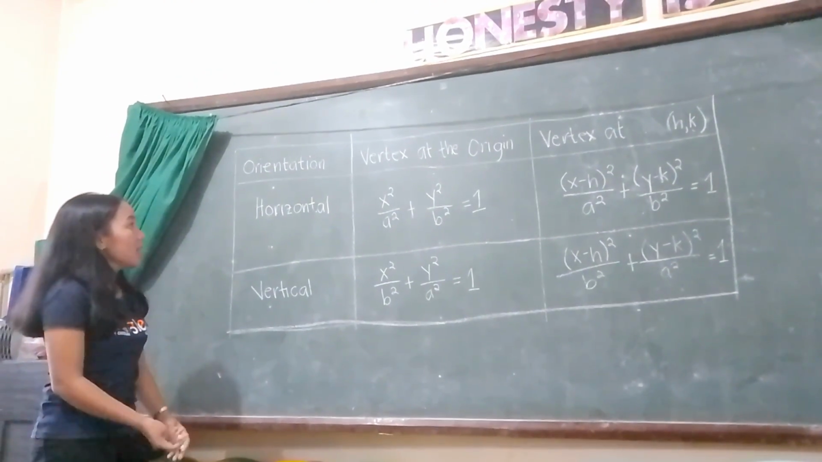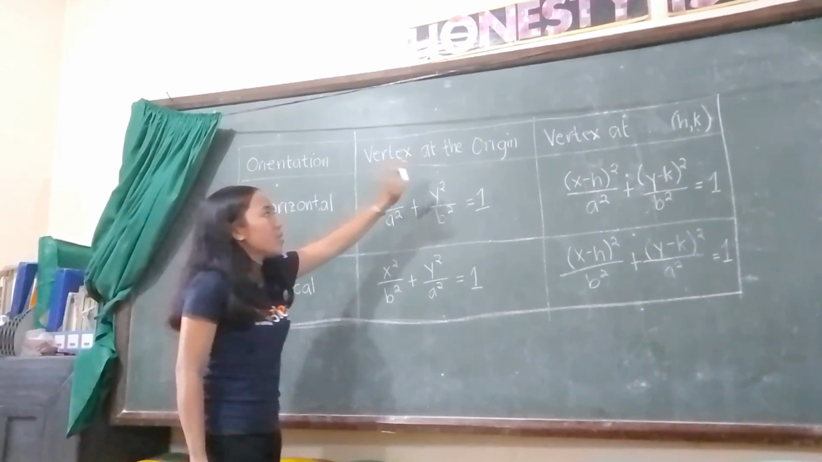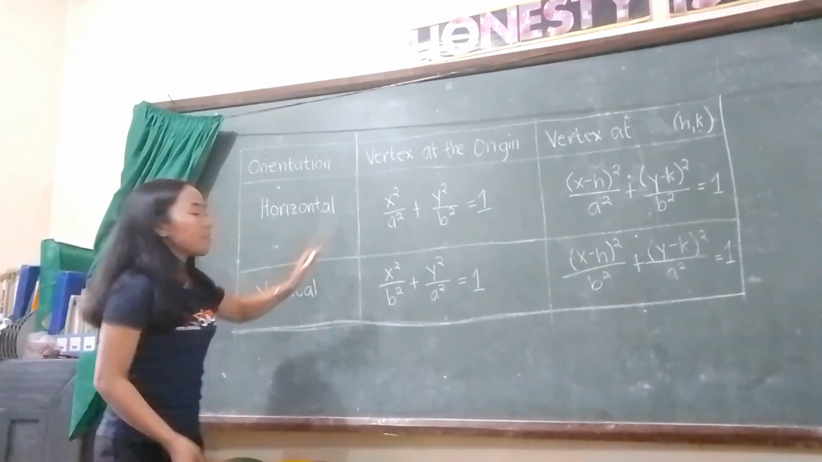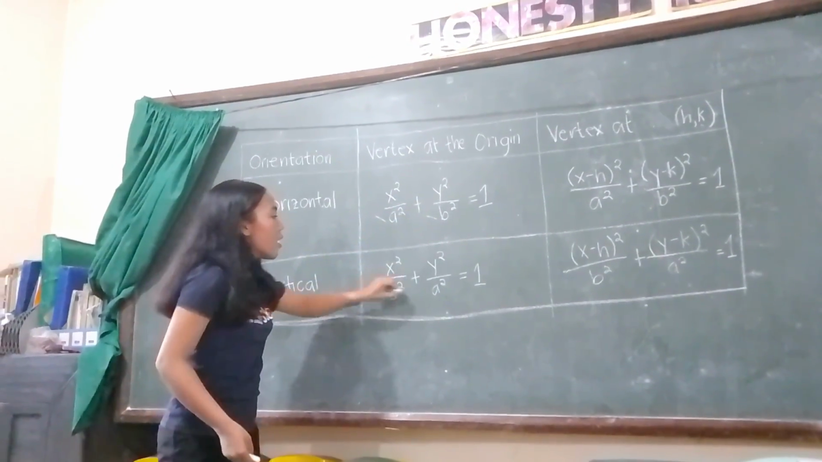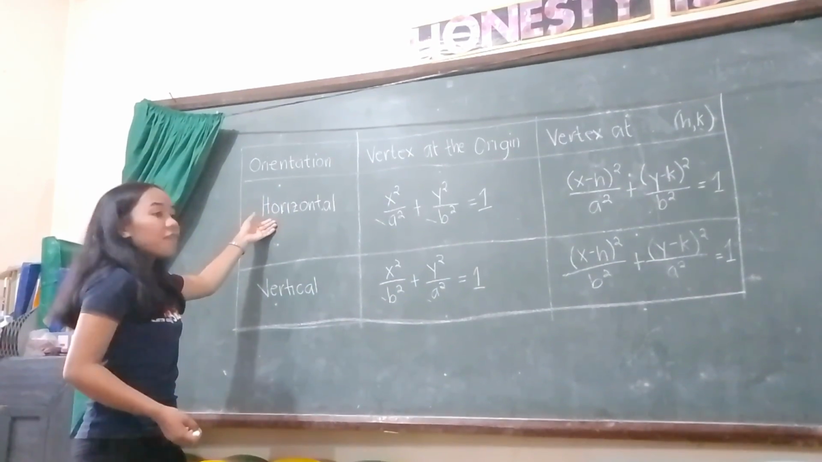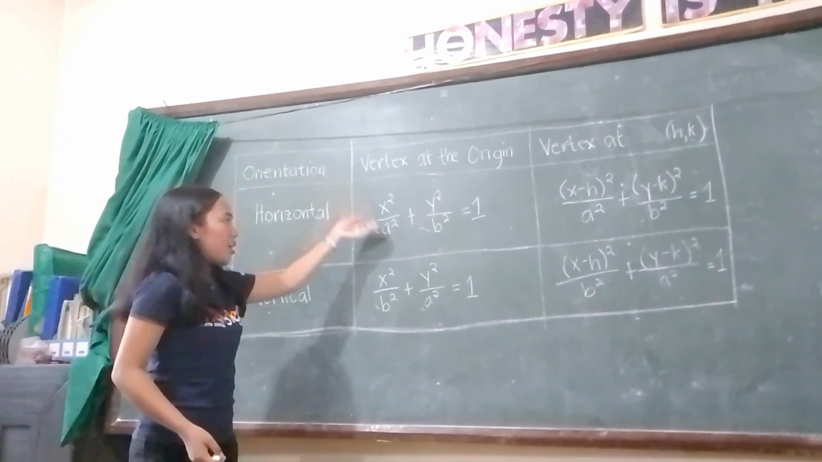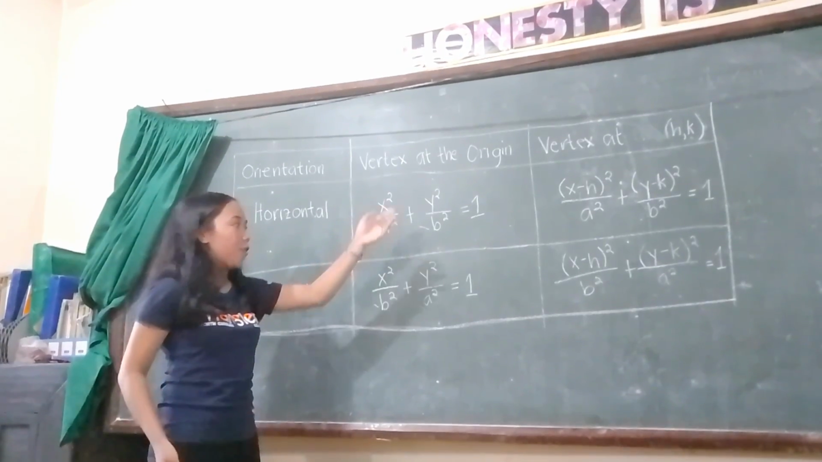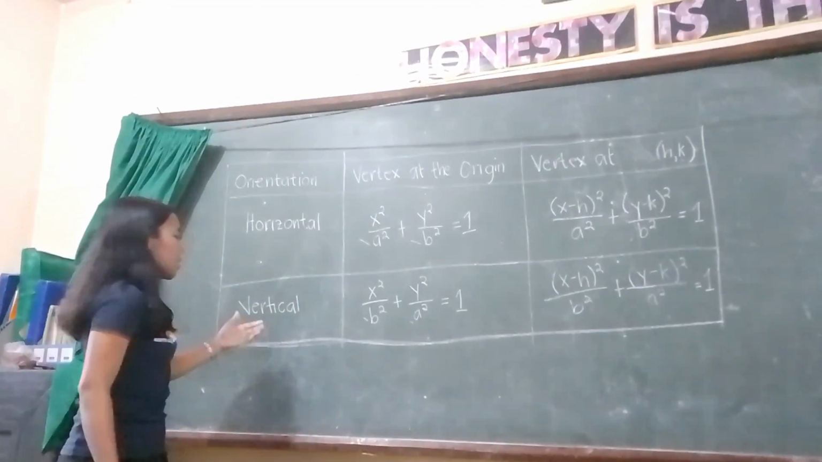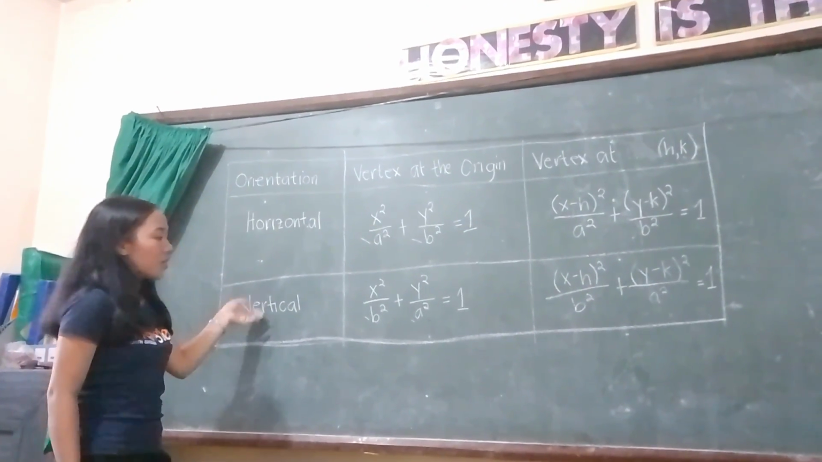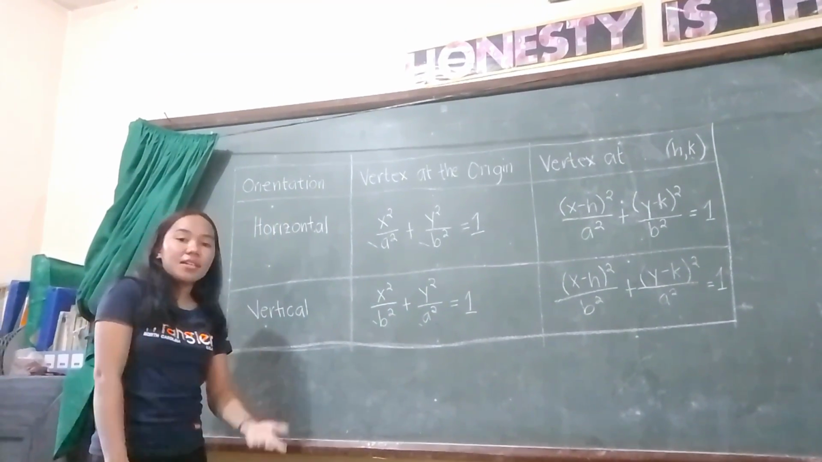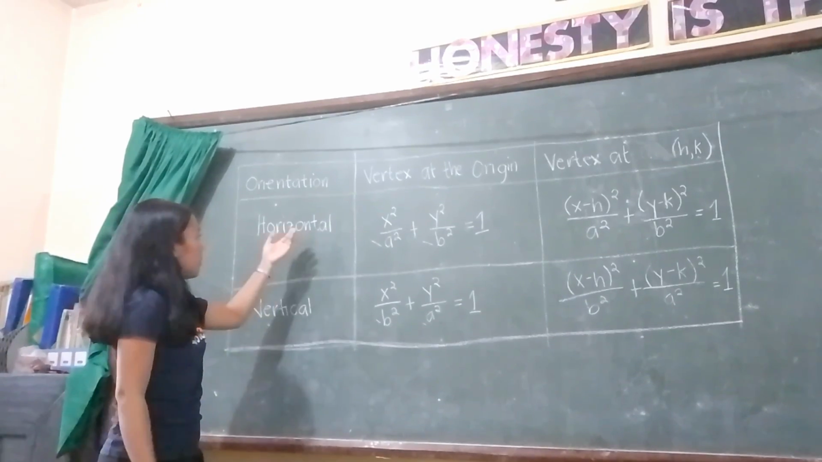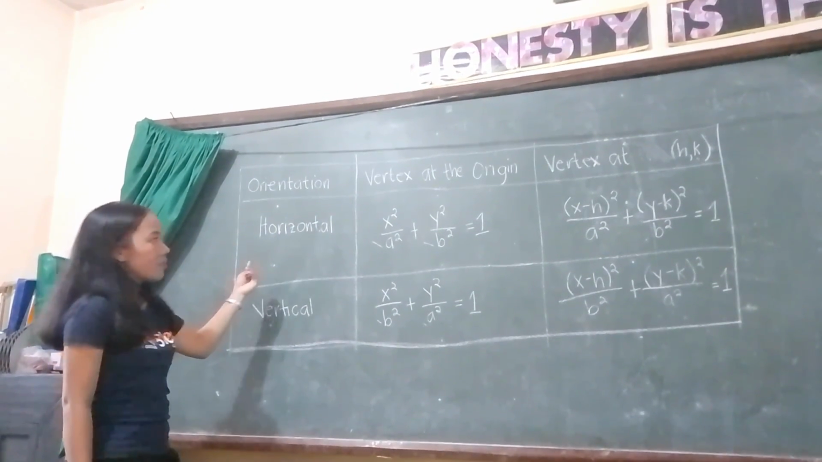As you can see, if the center is at the origin, the difference is in their denominators. If it is horizontal, the denominators are a squared and b squared. But if it is vertical, the denominators are b squared and a squared. So it is the opposite of these two.